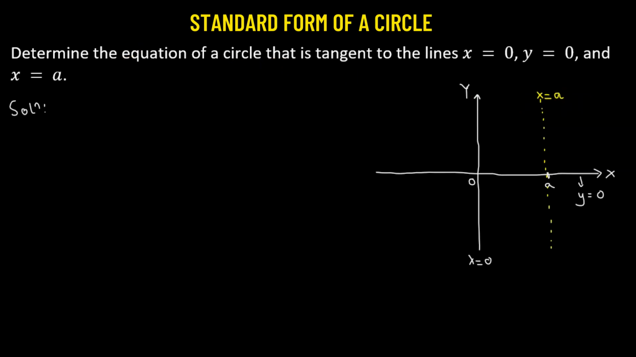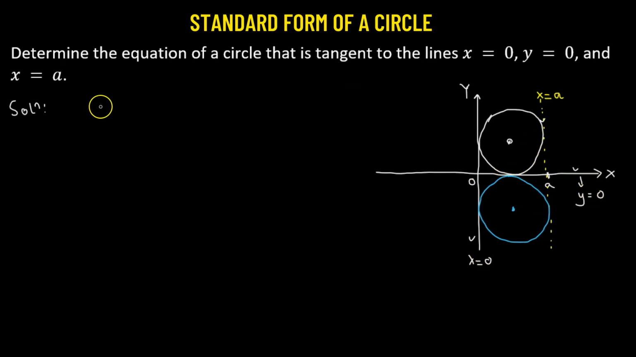Now, we need to find a circle which is tangent to the line x equals 0, the line y equals 0, and the line x equals a. So our circle will be something of this sort. However, there is one more scenario here. The circle could lie on the downward side, on the negative side of the x-axis as well, and it is still going to touch the lines x equals 0, y equals 0, and x equals a. So we need to obtain the equations of these two circles.